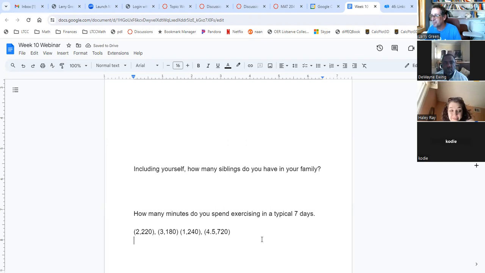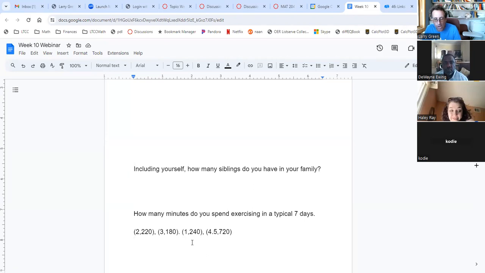You know, sometimes you can only get so much data. It's always better to get more, but it's all we can get. Okay, so what we have is a collection of data. And what we want to say is, is there a relationship between the number of siblings a person has and how many minutes they spend exercising in a typical 7 days? And what we're interested in, it turns out, is are they correlated?